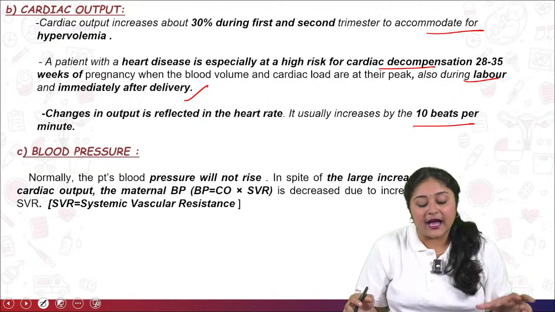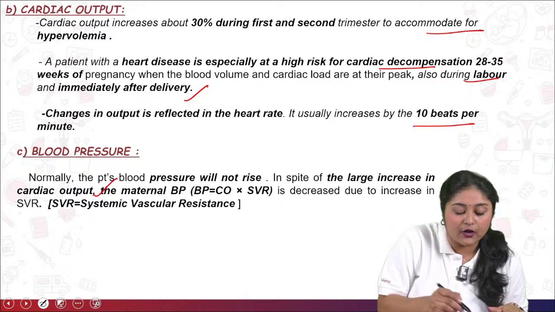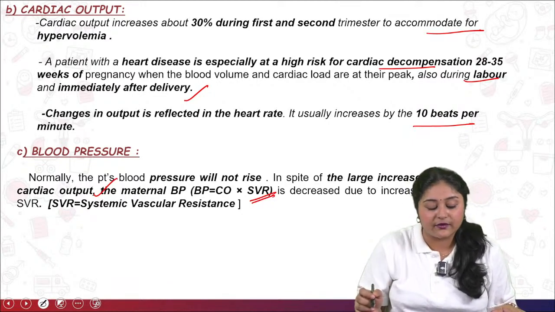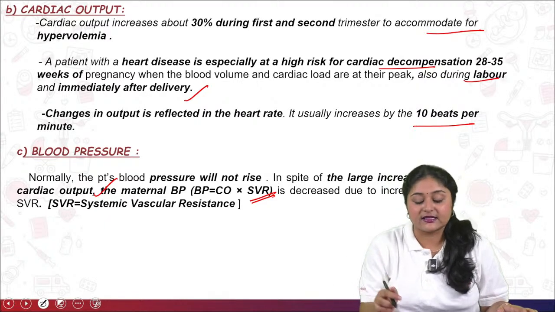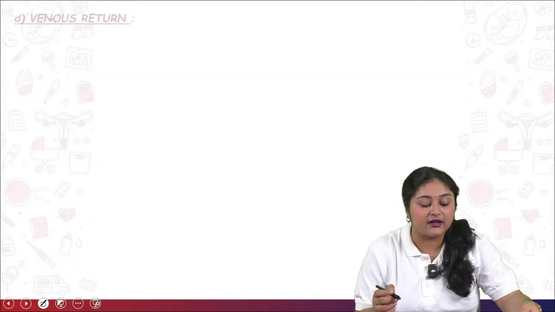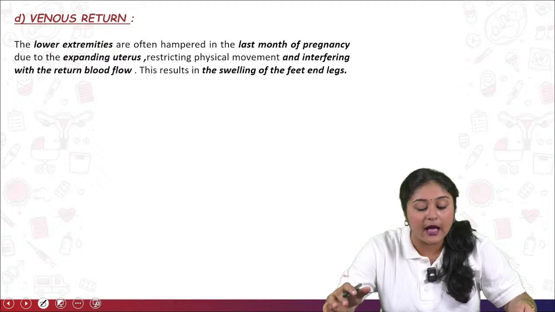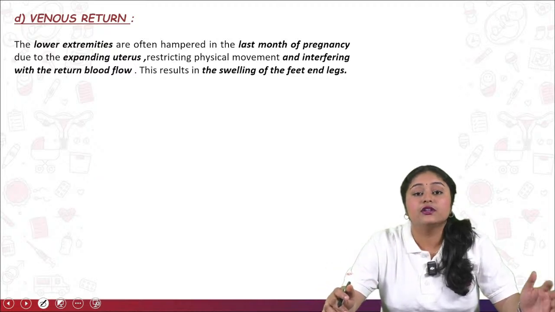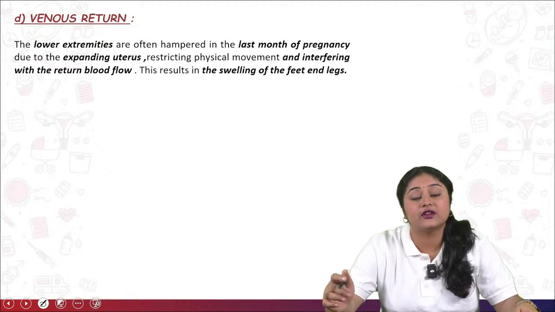So now come to the blood pressure. Normally the blood pressure will not rise in spite of the large increase in cardiac output, because maternal BP is equal to cardiac output times SVR, or systemic vascular resistance, and the SVR is decreased. So now come to the venous return. The lower extremities are mainly hampered in the last month of pregnancy due to the expanding uterus. So physical movement is going to be restricted, and it is also going to interfere with the return blood flow.